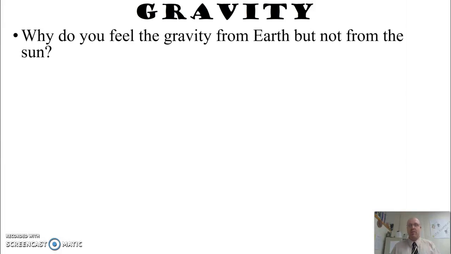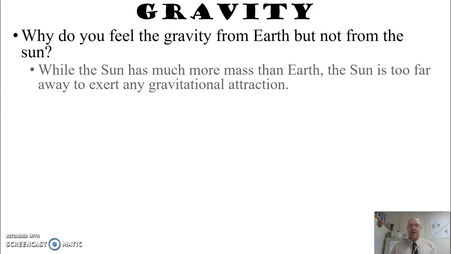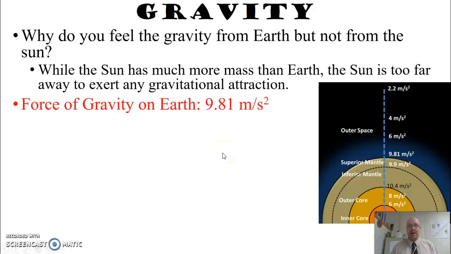So why do you feel the gravity from Earth but not from the sun? Well, if you paid attention and looked at that formula, it makes sense because even though the sun is much more massive than the Earth, the sun has a greater distance from us. And therefore, because that distance is squared, we're dividing by it, it's too far away to exert any gravitation on us, but it is large enough to exert gravitational attraction on the Earth, which is also pretty massive.